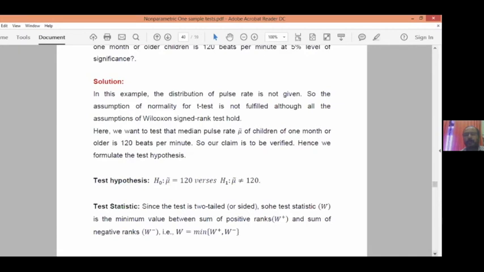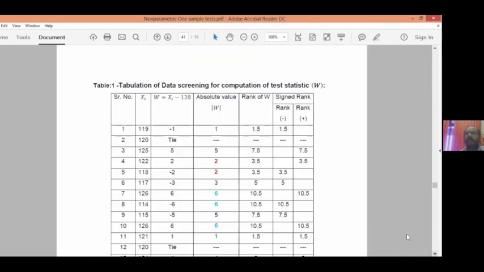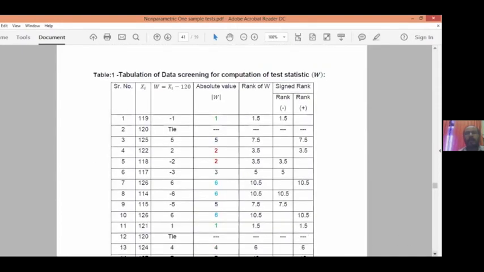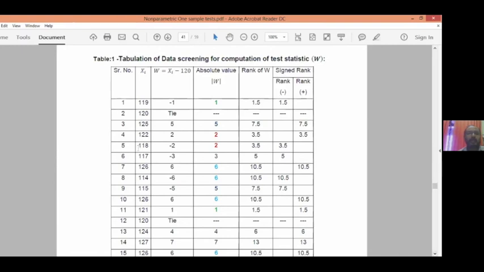Since the test is two-tailed, or two-sided, the test statistic W is the minimum value of W plus and W minus. I must show here how this works with the data. I have made entry of all these 15 data points, and then I have taken the differences, xi minus 120. This hypothesized value is 120.